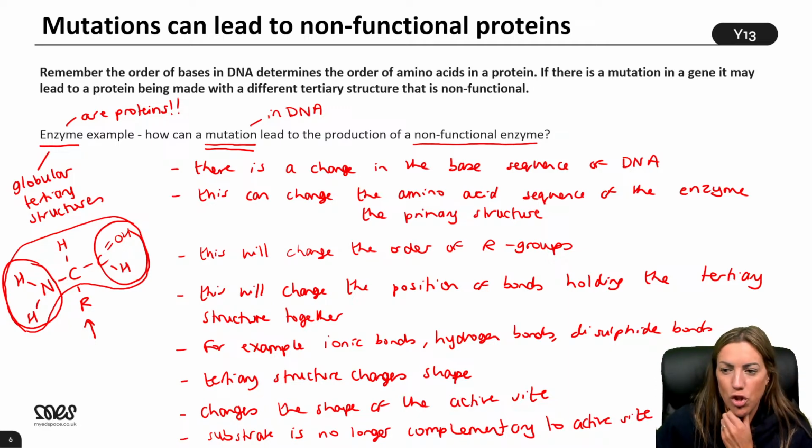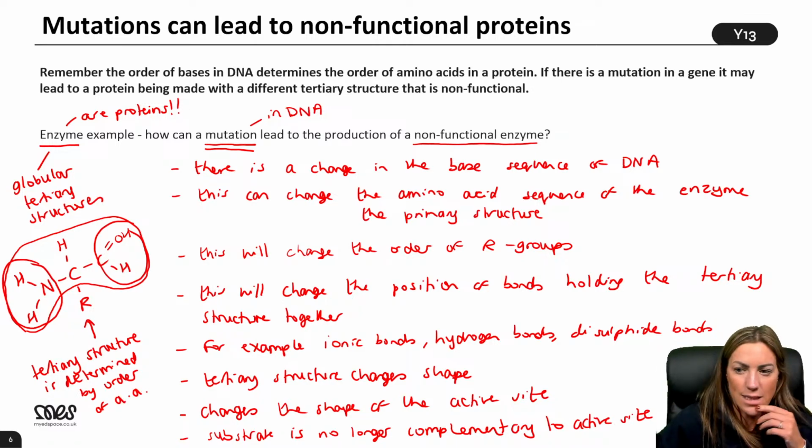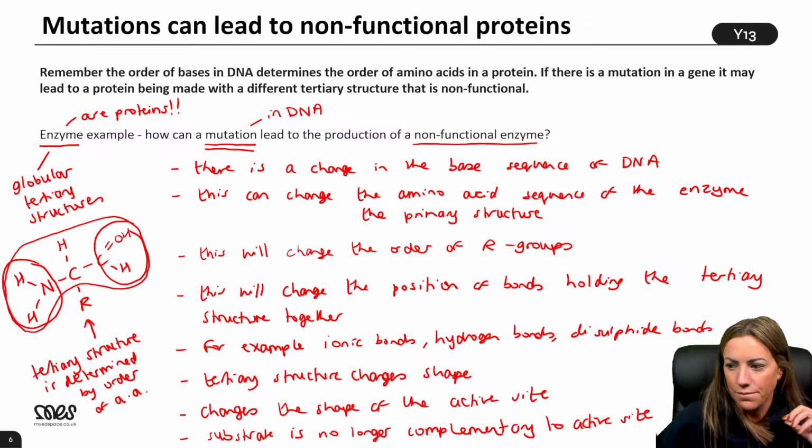Just try to remember that, and I'll put a little note for you, Sienna. Tertiary structure is determined by the order of amino acids. It's determined by the order of the R groups. So that's the one we need to focus on. And to be honest, in biology, we always focus on the tertiary structure. It is the most important level of protein structure.